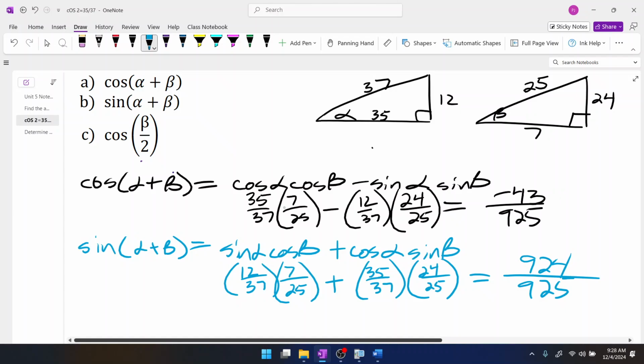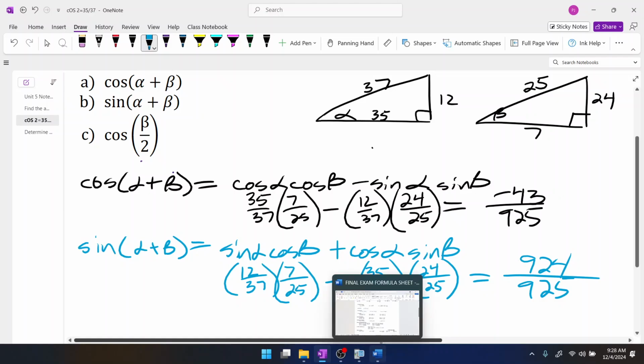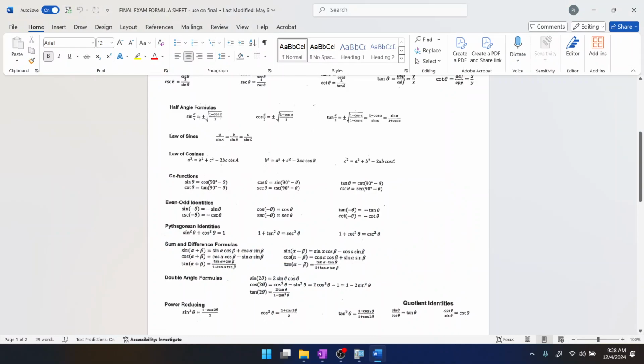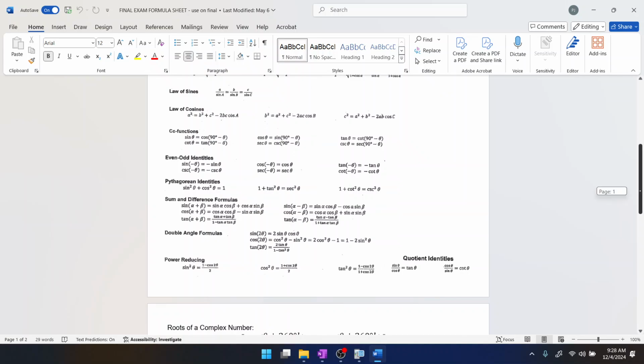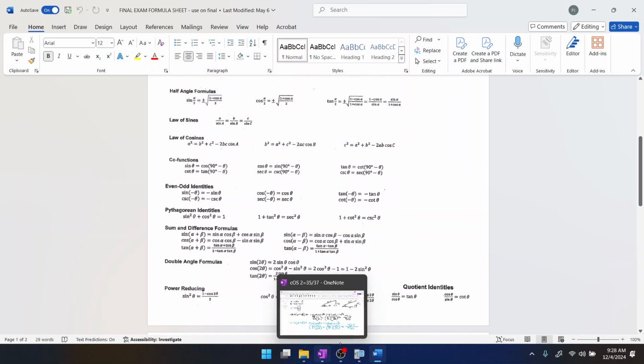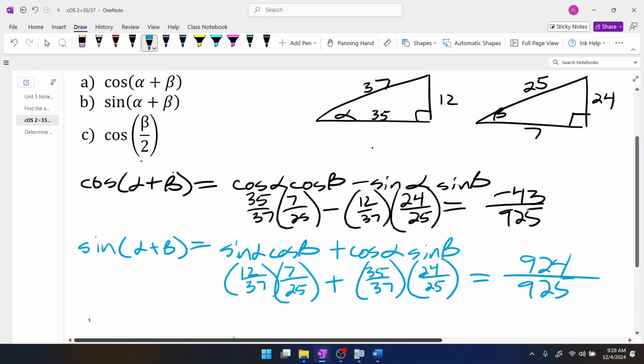Pretty simple. Now, cosine of beta over 2. So we go to one of our half angle formulas here. And we know since beta is a first quadrant angle, half of that still has to be a first quadrant. So it's going to be plus or minus, and that really depends on what beta is.